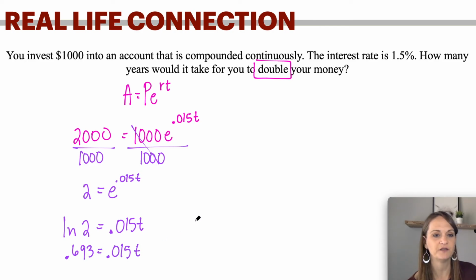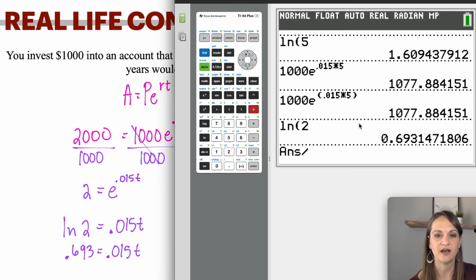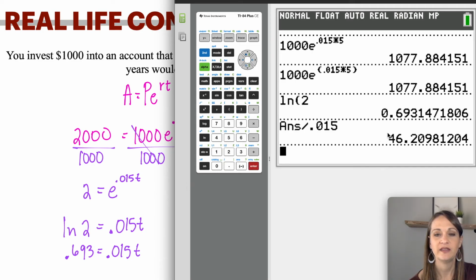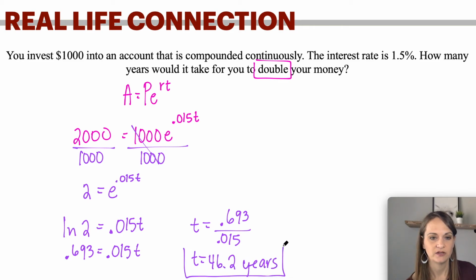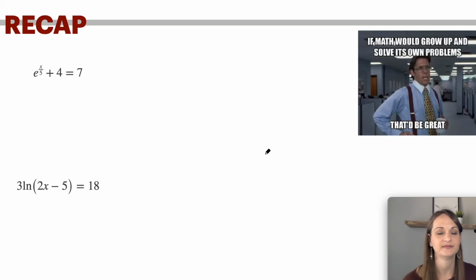So to solve for t, we're going to divide by 0.015. So if you pull the calculator back up, hit divide by 0.015, and the answer is 46.2 years. So it will take a little over 46 years for you to double your money at that interest rate compounded continuously. So let's recap.